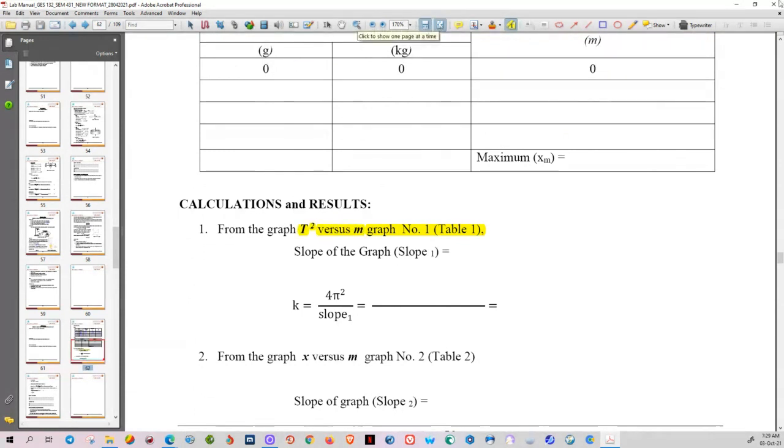So when you say t squared versus m, take note of this. This is true all the time, okay? The first value that's mentioned is always the y-axis, and the second value is always the x-axis. That means the y-axis is t squared, and the x-axis is mass. You have to graph the value, okay?